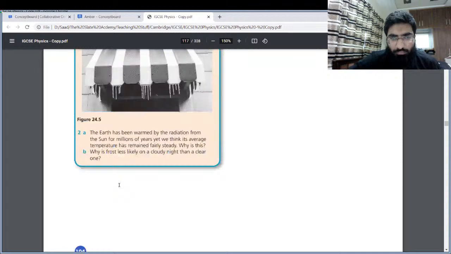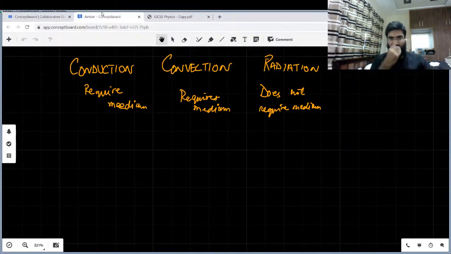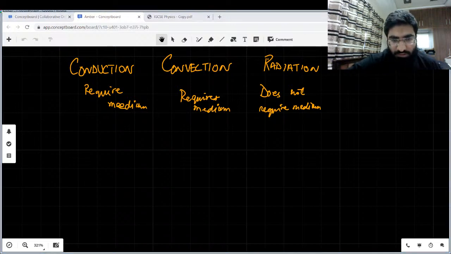So we have got these three methods of transfer of heat, and the first one we said is conduction. Then there is convection. These two require a medium for transfer of heat, and radiation does not require any medium for transfer of heat. So how does conduction transfer heat? It transfers heat simply by the principle that heat flows from a region of high concentration to a region of low concentration.